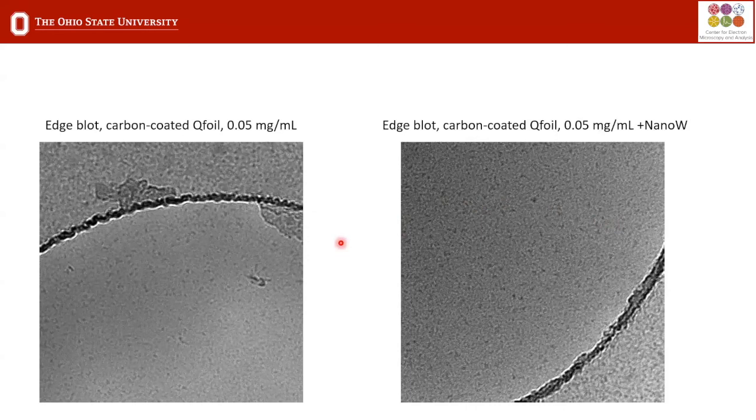Then we had another protein complex where we were just trying everything to get it to stick together, and changing the biochemistry was not an option for this particular one. So we've tried carbon coating quantifoil grids. We've tried blotting from the edge of the grids and back blotting. And what ended up working for this sample was to add a little bit of nano W negative stain just to hold everything together. But again, it's not ideal because it lowers the resolution of the structure you can get.